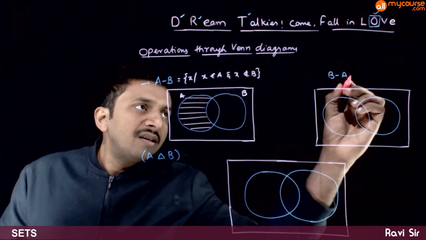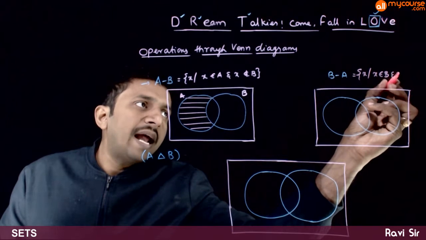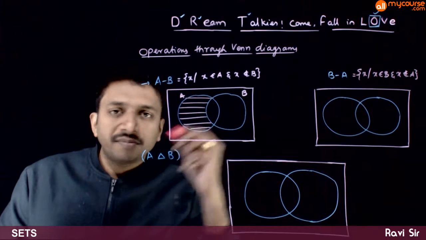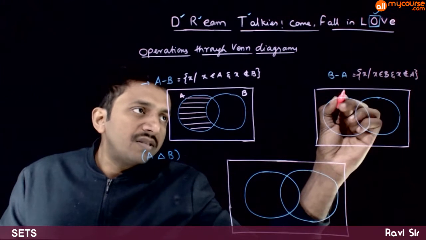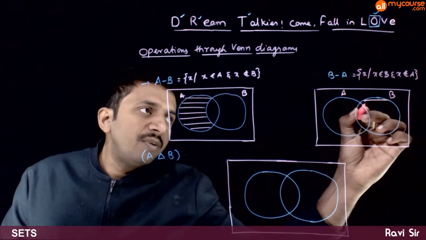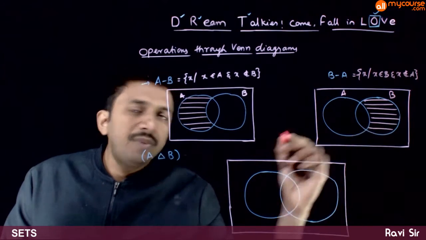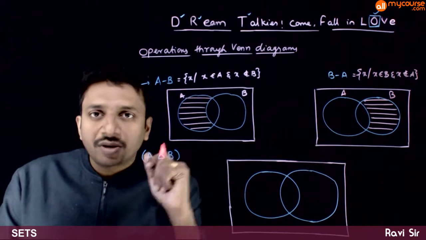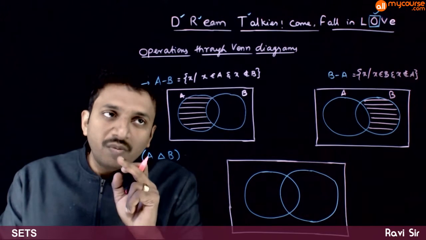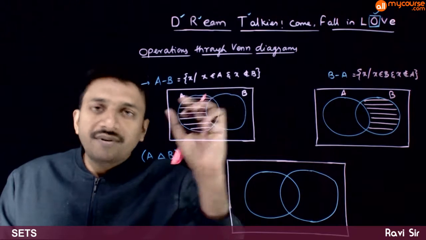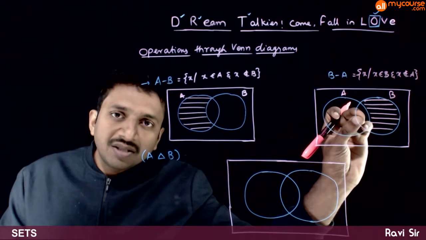Similarly, what is B minus A? B minus A is nothing but the set of elements X such that X belongs to B and X does not belong to A. Now the elements have to belong to B but not to A. If this is A and this is B, this will be the corresponding region. X has to belong to B but not to A, so this region does not come. Effectively, as you can see, you need to remember this: in A minus B, you remove the elements of intersection from A. Similarly, in B minus A, you remove the elements of intersection from B.